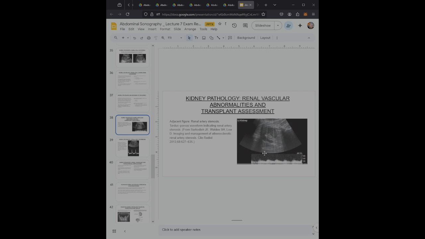So we can have renal vascular abnormalities. Nutcracker syndrome is compression or entrapment of the left renal vein as it passes between the superior mesenteric artery and the abdominal aorta. And the left renal vein will reveal elevated pressure upon Doppler, and patients with Nutcracker syndrome can present with flank pain.